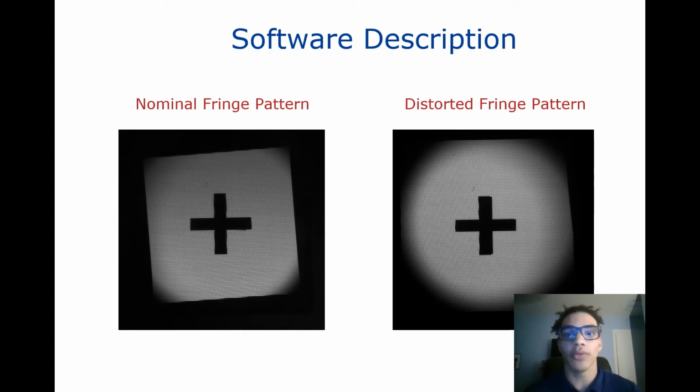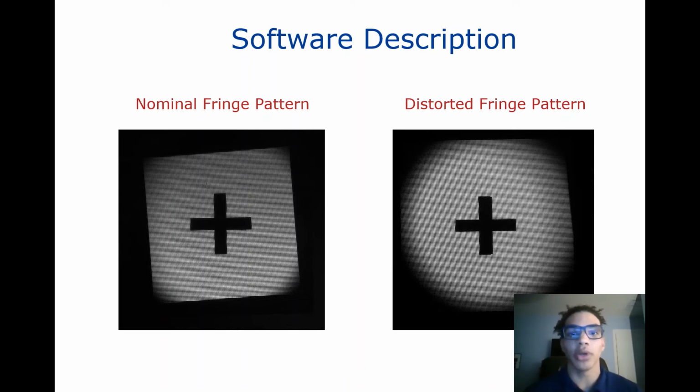One will be a moire fringe pattern with a certain amount of distortion being imparted on the image. This image will be produced by imaging an object space grading onto an image space grading. This will be known as the distorted fringe pattern. The other image will be a moire fringe pattern containing no distortion, which is produced by physically translating the object space grading onto the image space grading. This will be known as the nominal fringe pattern.